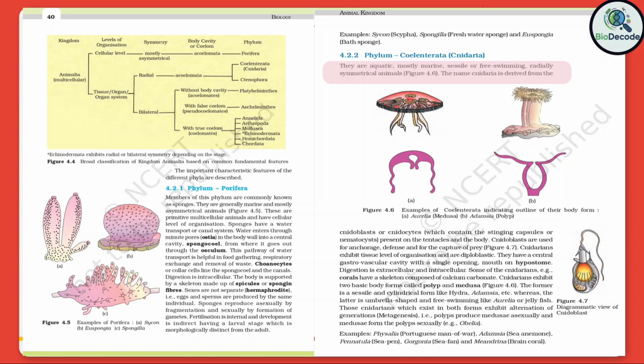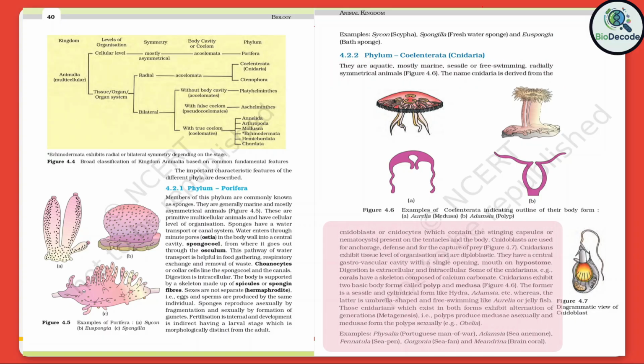Figure 4.6. The name Cnidaria is derived from the cnidoblasts or cnidocytes, which contain the stinging capsules or nematocysts present on the tentacles and the body. Cnidoblasts are used for anchorage, defense, and for the capture of prey. Figure 4.7. Cnidarians exhibit tissue level of organization and are diploblastic. They have a central gastrovascular cavity with a single opening, the mouth on the hypostome. Digestion is extracellular and intracellular.